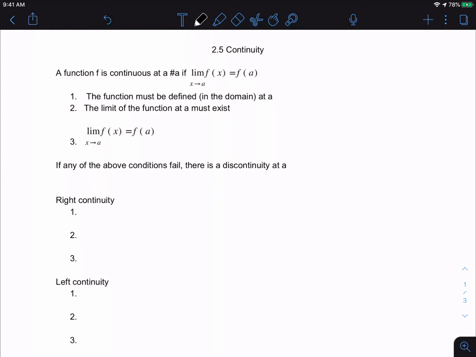Second, the limit as I approach a must exist. And third, the limit as x approaches a of the function must equal that defined point at a. It's a big deal. Now, I can show you a picture. Probably a picture is worth 1,000 words. So check this out. Continuity.